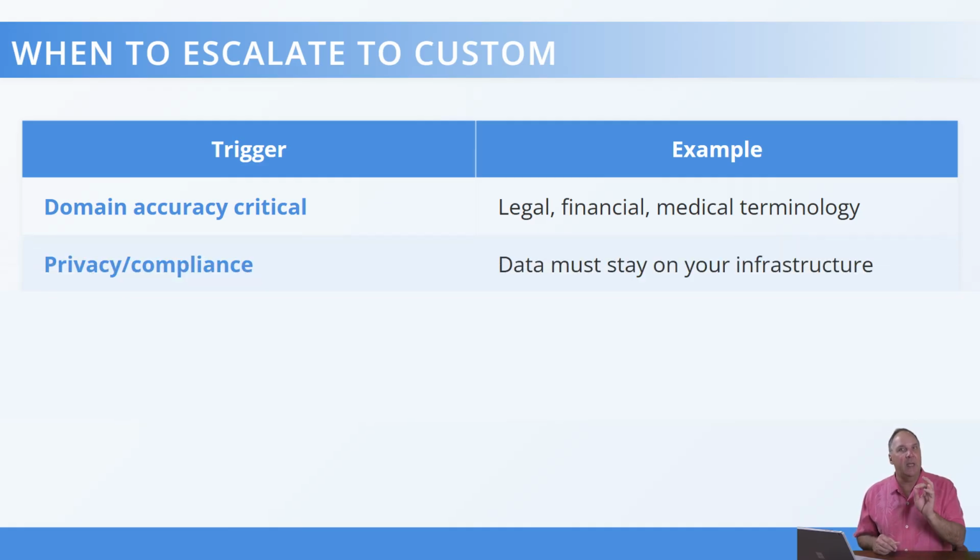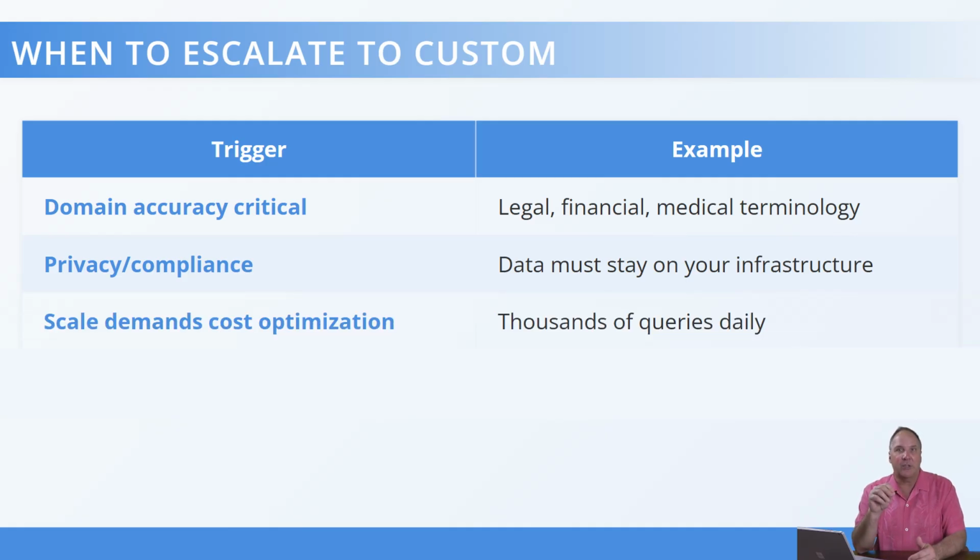Next could be data privacy or compliance requires tight control. Some organizations need their model to stay on their own infrastructure with their own audit trails. No data leaving their environment. In fact, that's probably most organizations. Fine-tuning lets you create a model that you fully control.